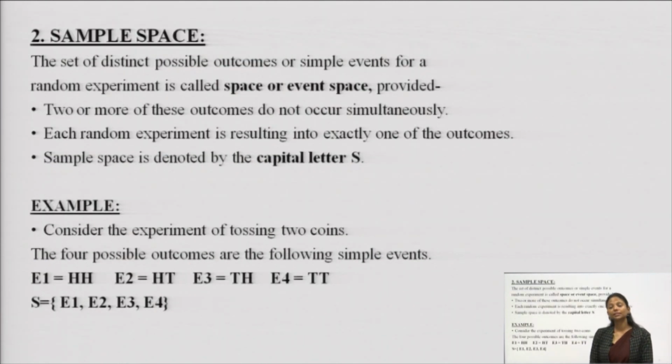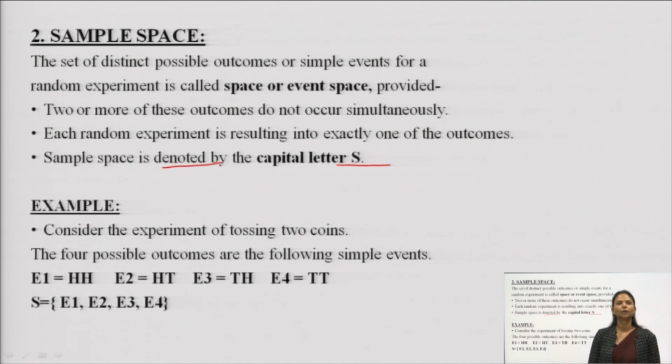Now, what is the sample space? The first thing we talked about was the random experiment, and the second is sample space. What is the sample space? It is the set of distinct possible outcomes or simple events for a random experiment, called the sample space or event space, provided two or more of these outcomes do not occur simultaneously. Each random experiment results in exactly one of the outcomes, and third, it is represented by capital S. So, sample space also starts with S, therefore, it is denoted by a capital S.